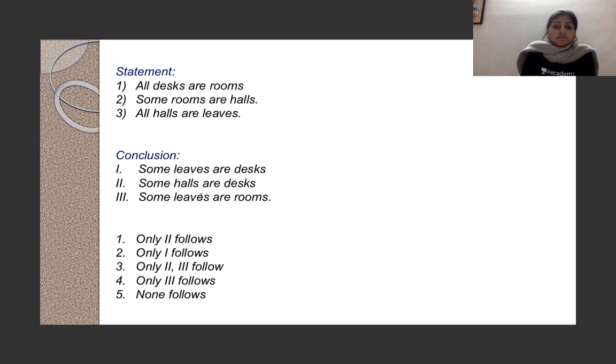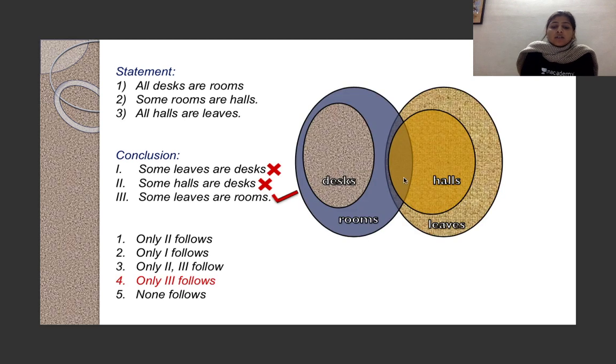Four. All decks are rooms. Some rooms are halls and all halls are leaves. This is how it looks like. Some leaves are desk, no. Some halls are desk, no. Some leaves are rooms, yes. So the answer is only 3 follows, option 4.